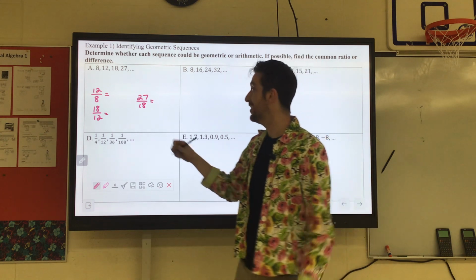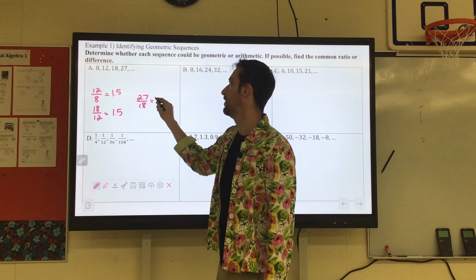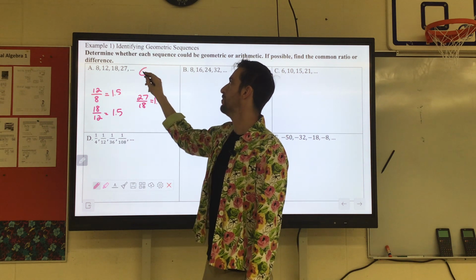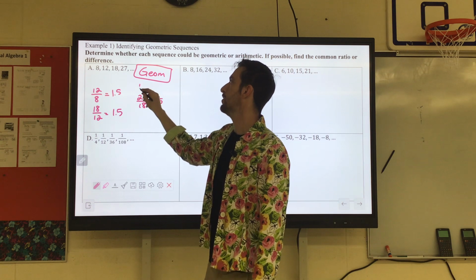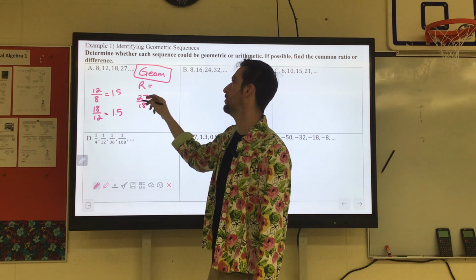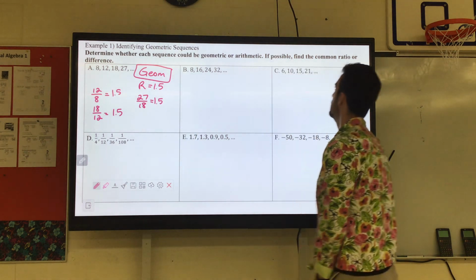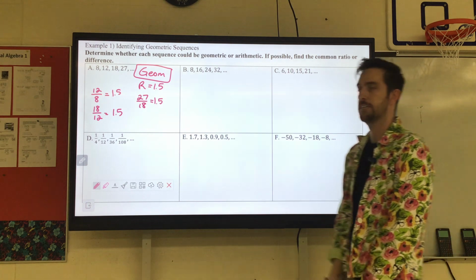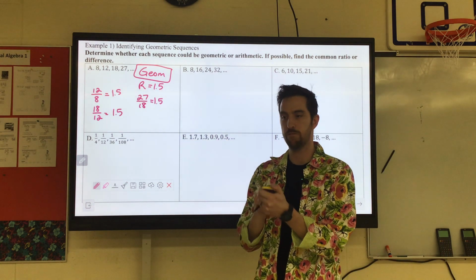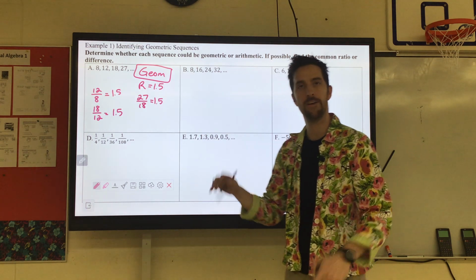And it does. It comes out to 1.5 for each of them. So it is a geometric sequence. The common ratio, that's a weird R, is that number we're multiplying. It's the 1.5. That's all it's asking for. If you wanted to find the next number, 27 times 1.5, and then times 1.5 again, you could keep doing that.